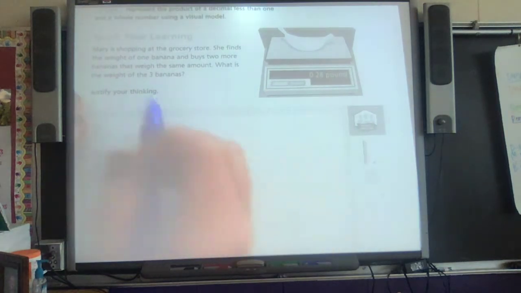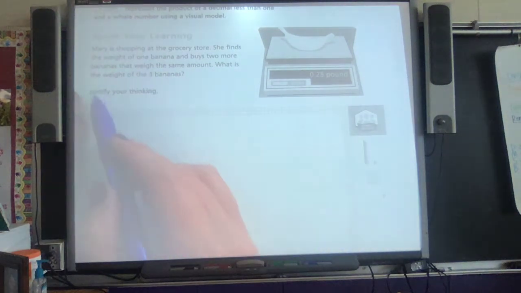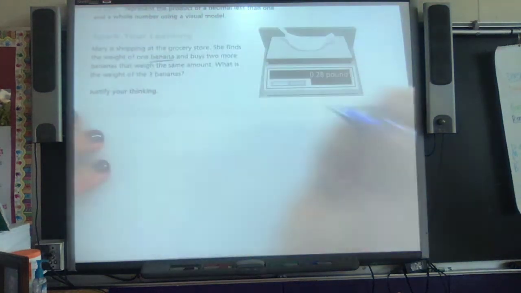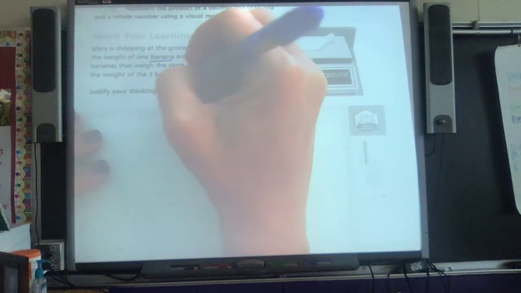It says, Mary is shopping at the grocery store. She finds the weight of 1 banana and buys 2 more bananas that weigh the same amount. What is the weight of the 3 bananas? All right. So first, let's think about it. Okay, what are we talking about here? This problem is about bananas, and it's about Mary. She bought 3 bananas.